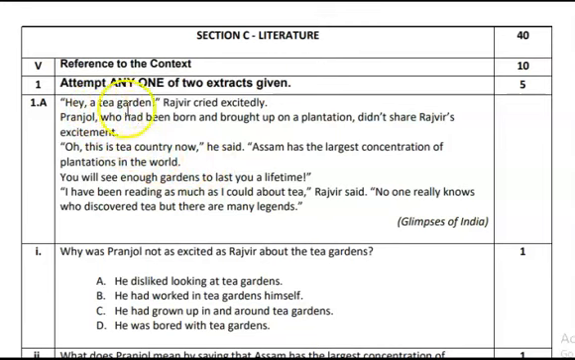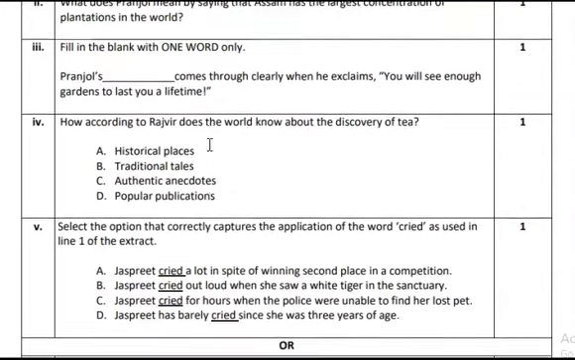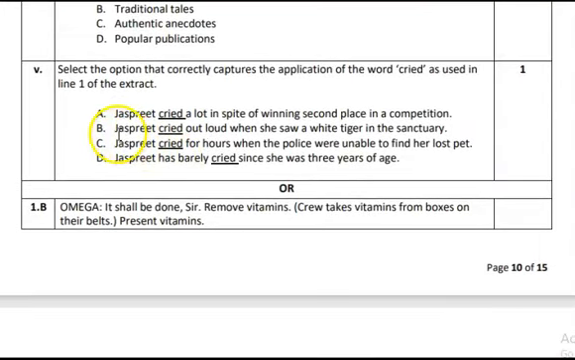"Hey, a tea garden," Rajbir cried excitedly. So this cried has been used as an exclamation of delight or happiness. See here, hey, a tea garden. So Rajbir is watching a tea garden in front of him, and seeing the tea garden, he is very happy, he is very excited. So it is expressing his happiness. So you have to find out the word.